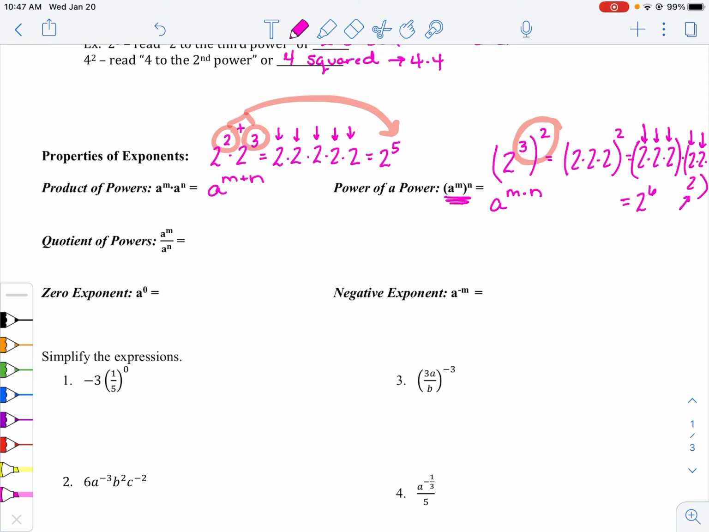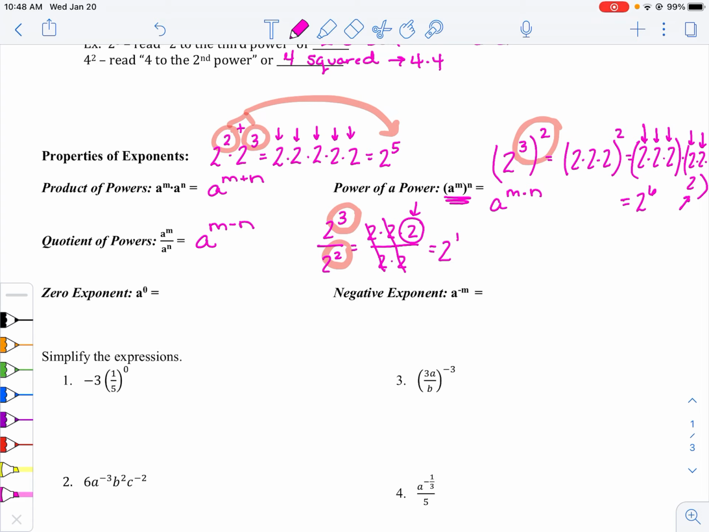So next we have the quotient of powers. So again, I'm going to start by showing you mathematically. If I have 2 to the third over 2 to the second, that's 2 times 2 times 2 over 2 times 2. Using our canceling rules, I'm only left with 1, 2. So how can I use our basic 4 operations with 3 and 2 to get 1? Get 2 to the 1. Well, 3 minus 2 is 1. So here, a to the m over a to the n is equivalent to a to the m minus n.